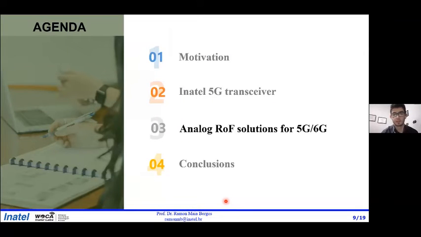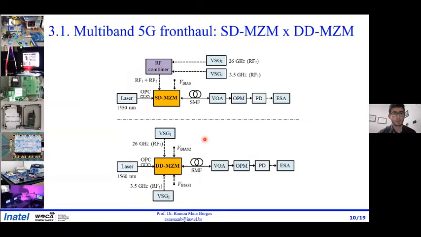Let's go to the analog RF solutions for 5G, 6G. Okay, the first solution is deploying multiband 5G front-haul using a single drive Mach-Zehnder modulator or a dual drive Mach-Zehnder modulator. In the first approach, we consider the single drive Mach-Zehnder modulator. And our goal is to transmit two RF-driven signals, one at 26 gigahertz and another at 3.5 gigahertz, frequency range 2 and frequency range 1 of the 5G radio standard.